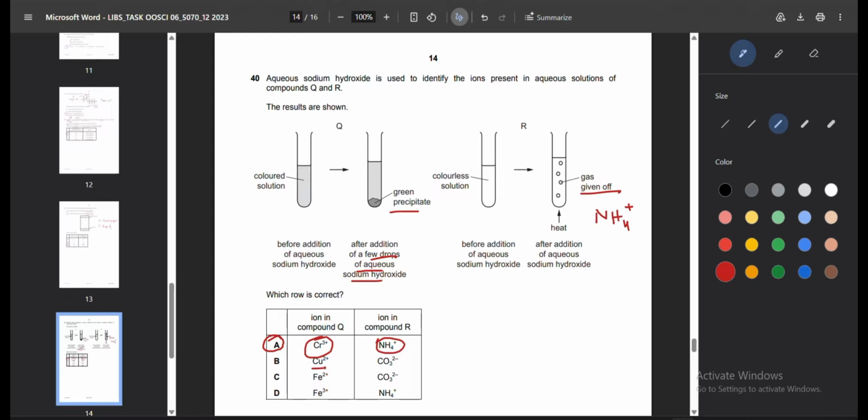Copper does not give green precipitates. Iron +2 gives green precipitates which are insoluble in excess and they turn brown near the surface, but the other option is not correct. Iron +3 and ammonium ion, this option is also not correct.